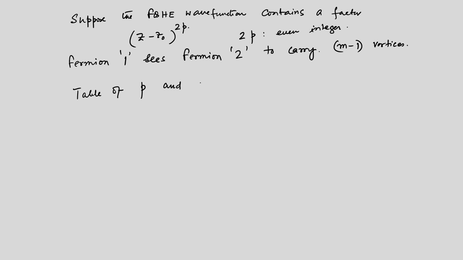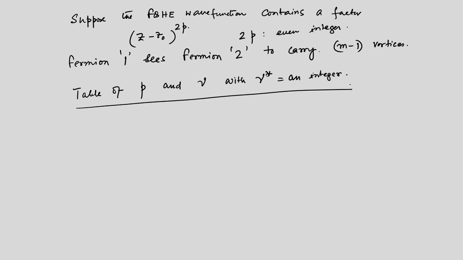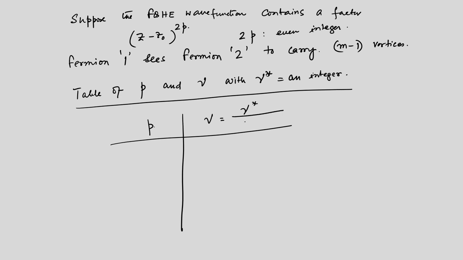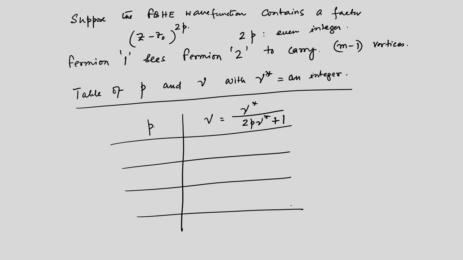P and nu with nu star to be an integer, and I told you that this corresponds to the IQHE when nu star becomes an integer. So this is a P and a nu which is equal to nu star over 2P nu star plus 1, the formula that we have written earlier, and let me just show it for p equal to 1. So this gives rise to 1/3, 2/5, and 3/7, and so on.